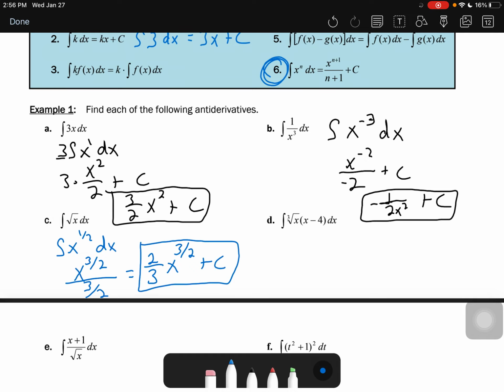Okay? And then again, do your mental math, just check that this derivative works out. If I multiply 2/3 times 3 halves, that's 1, and then I would take 1 away from 3 halves, which would leave me with 1/2. I just get x to the 1/2. 1x to the 1/2, that's what this is. Okay?